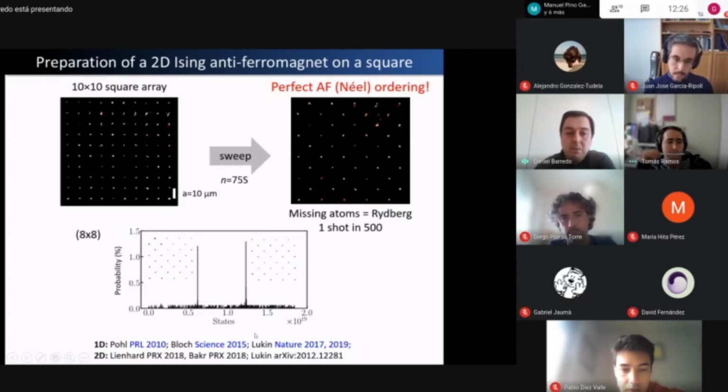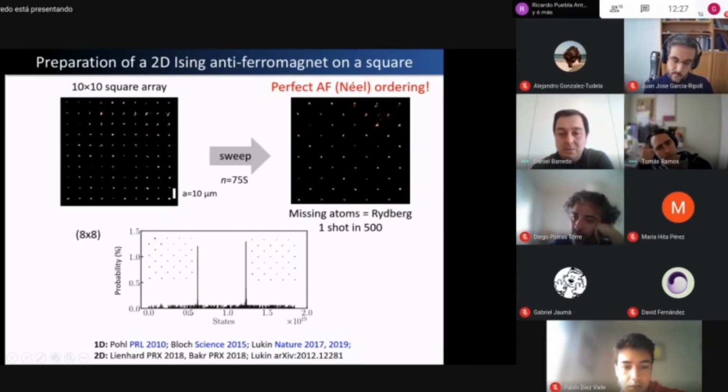There have been other works in 1D and also in 2D, in the group of Immanuel Bloch and the group of Lukin. And we also did some work, but now, with the new excitation scheme, this is much better.